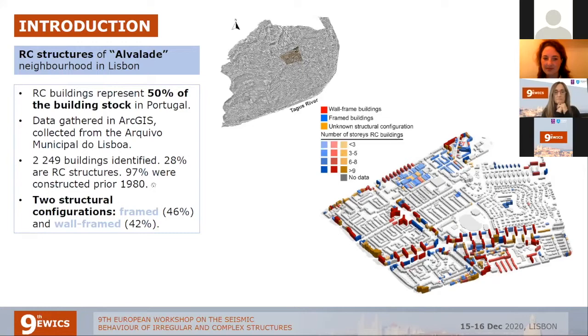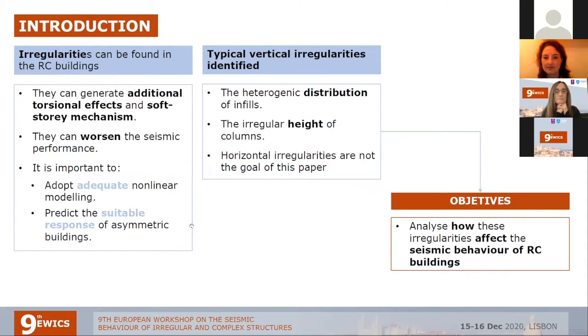We identified two structural configurations, framed and wall-framed buildings. In this workshop, we have seen that irregularities can be found in reinforced concrete buildings. They can generate additional torsional effects and soft-storey mechanisms. They can worsen the seismic performance, and it is important to adopt adequate nonlinear modeling strategies and or methods to predict the suitable response of these asymmetric buildings.